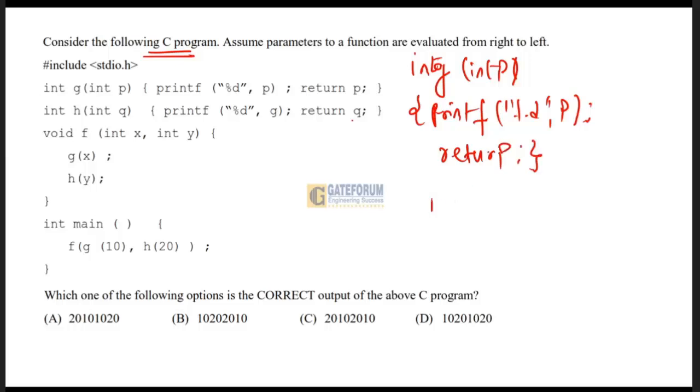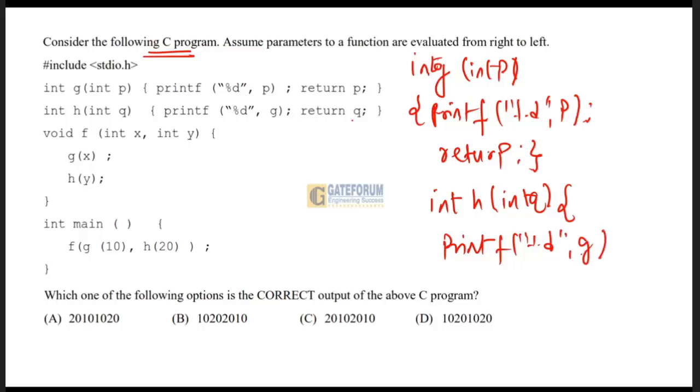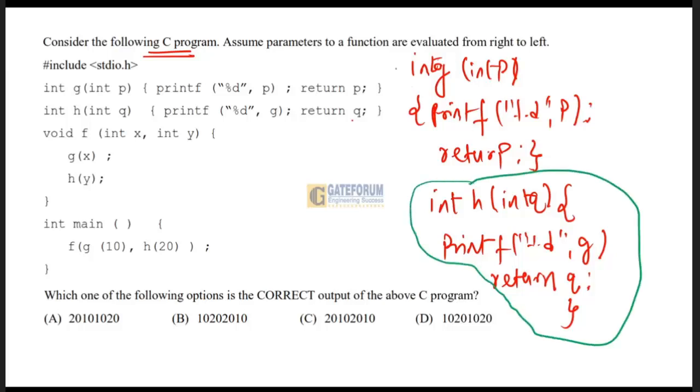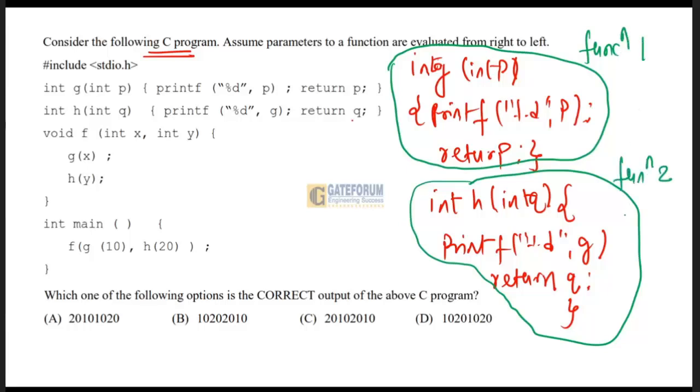And thereafter one more function is there, int h, int q, which is a parameter, and inside this function we are having two statements, that is printf %d and g, and thereafter we will return q, right? So you can understand this is one function, and this is another function. These are two separate functions, right? So I can give names, let's say function 1 and function 2, right?